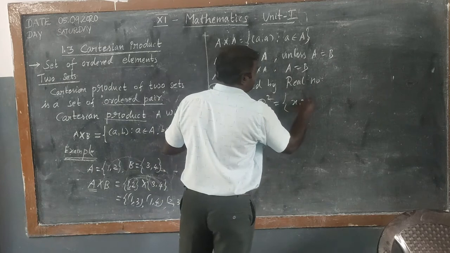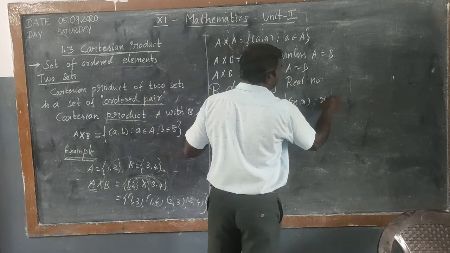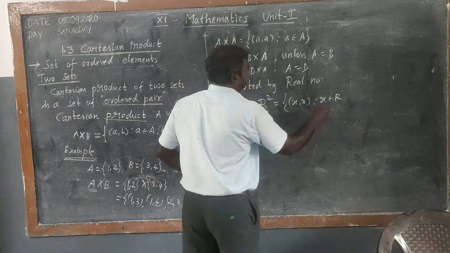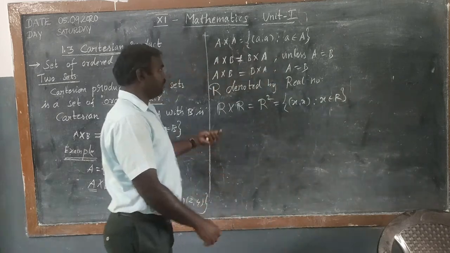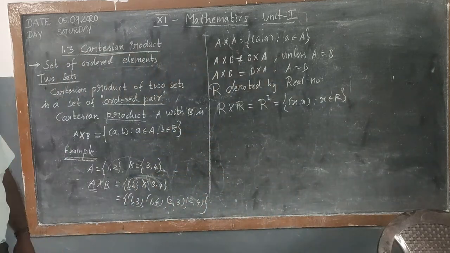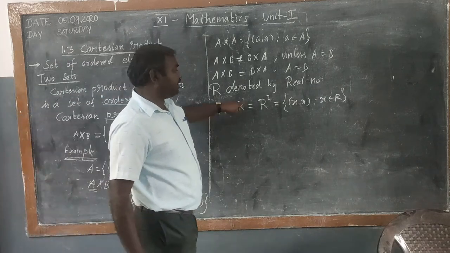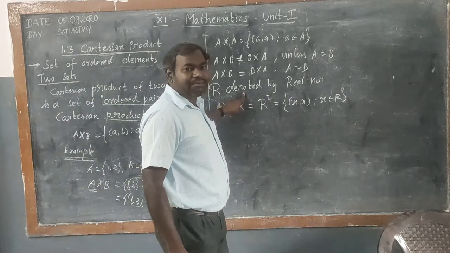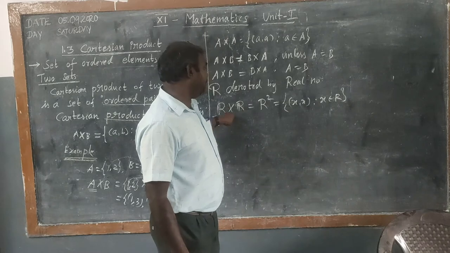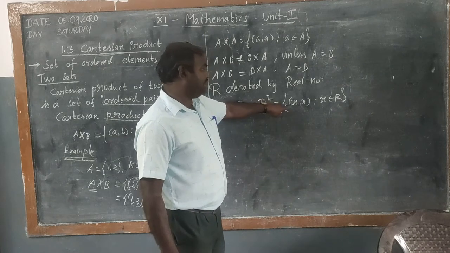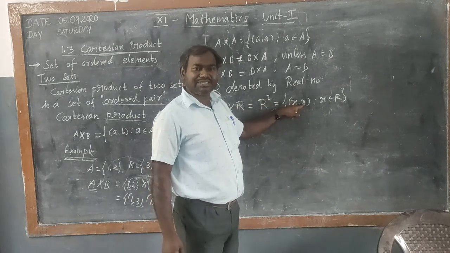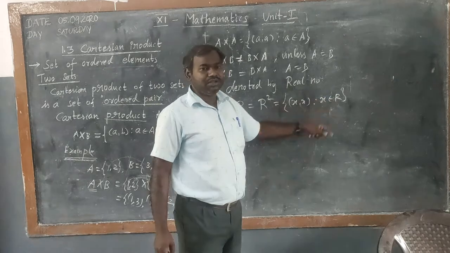x comma x, such that x belongs to real number. R product R, R is what? Real number. Real number product real number equal to real number square, x comma x, such that x belongs to real number.